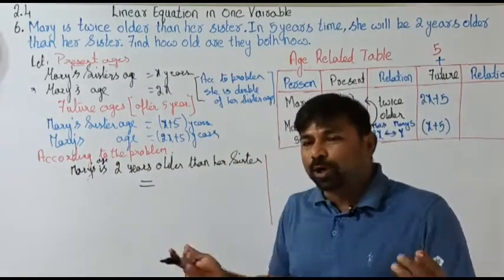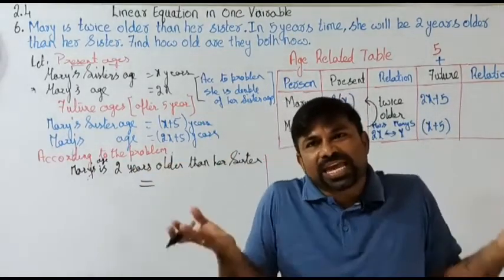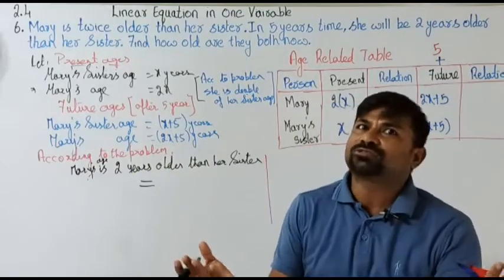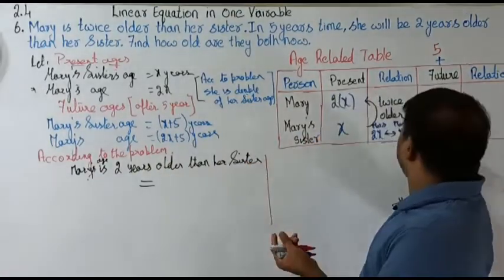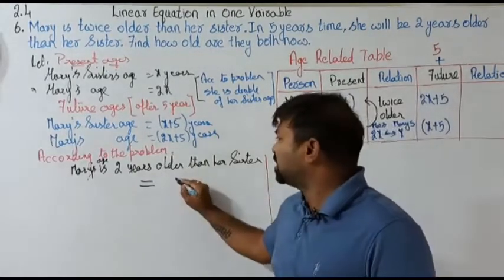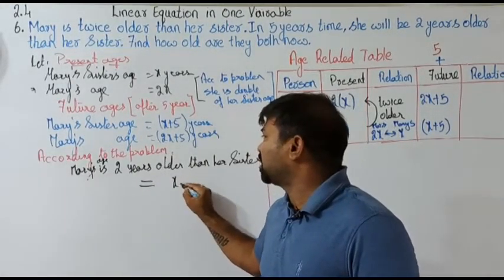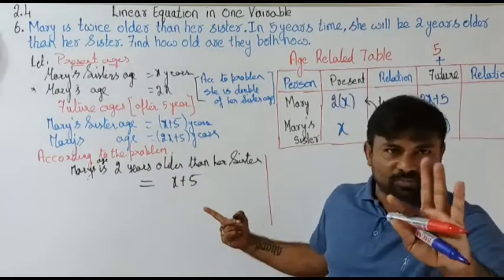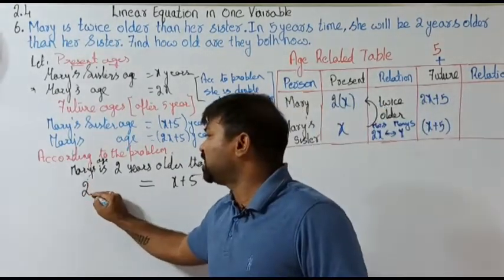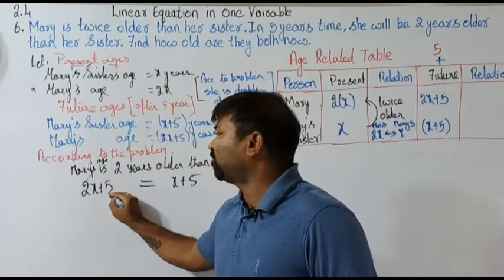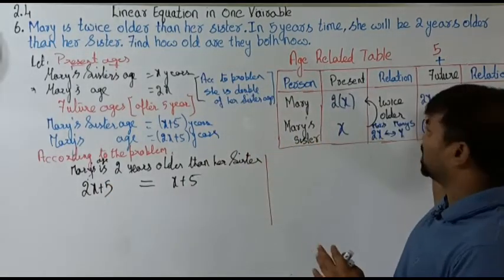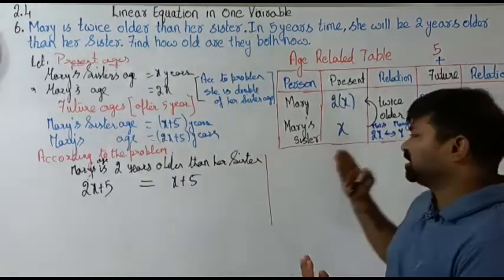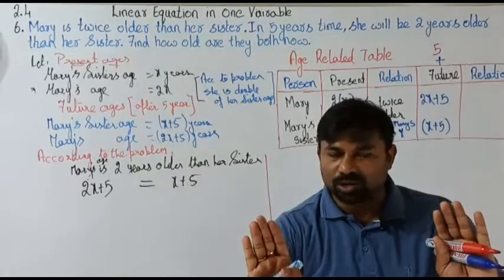Now let us think about how to equate Mary's age and Mary's sister's age. That is called a linear equation. What is Mary's sister's age after 5 years? The sister's age is x plus 5. What is Mary's age after 5 years? Mary's age is 2x plus 5. Sister's age is x plus 5. That is the question.